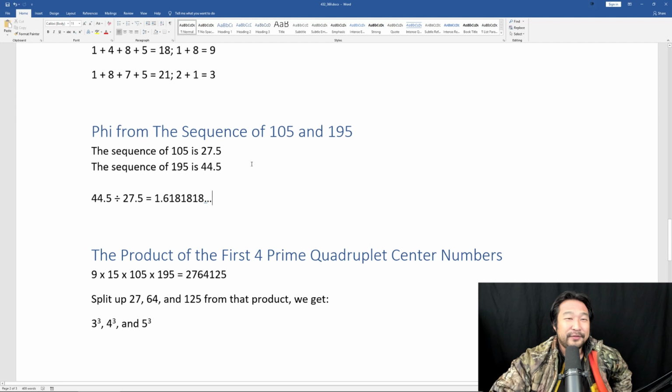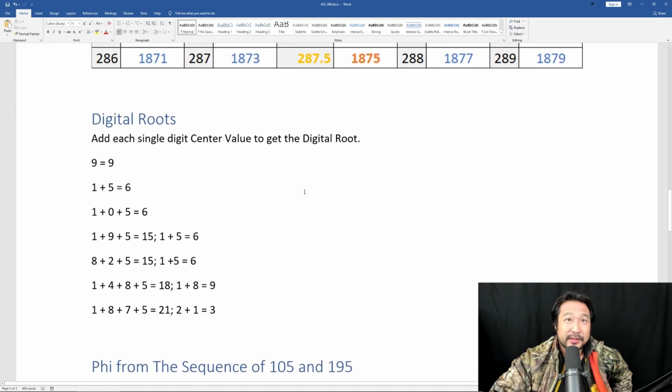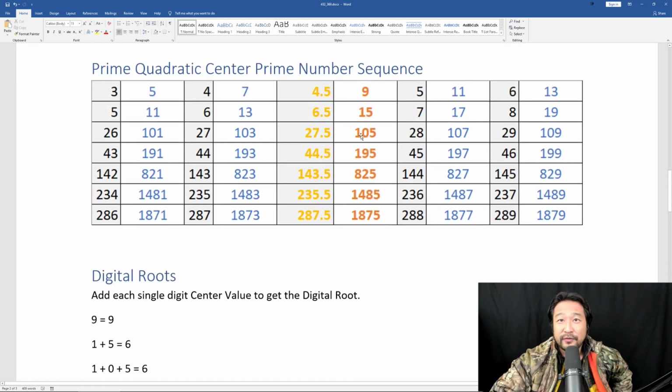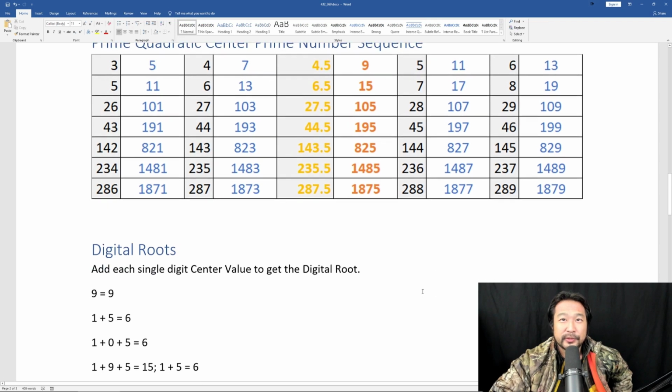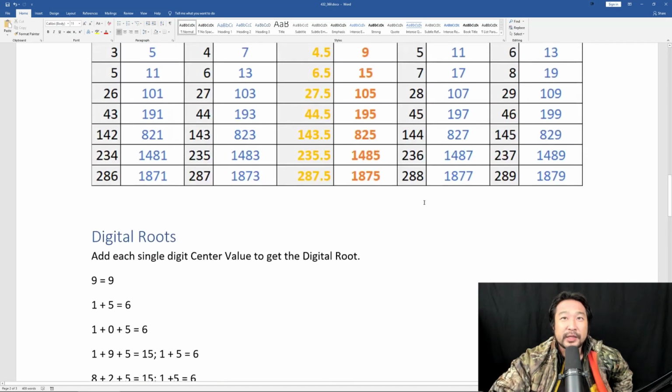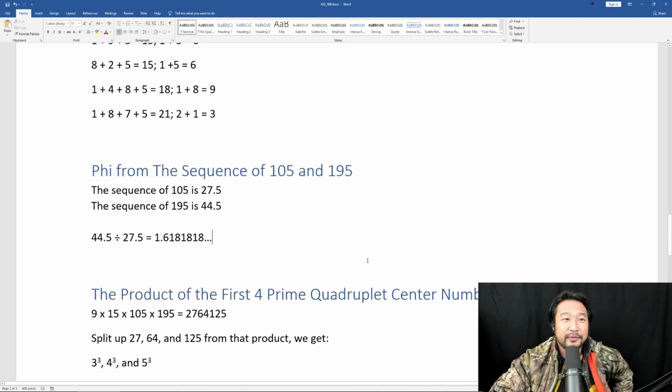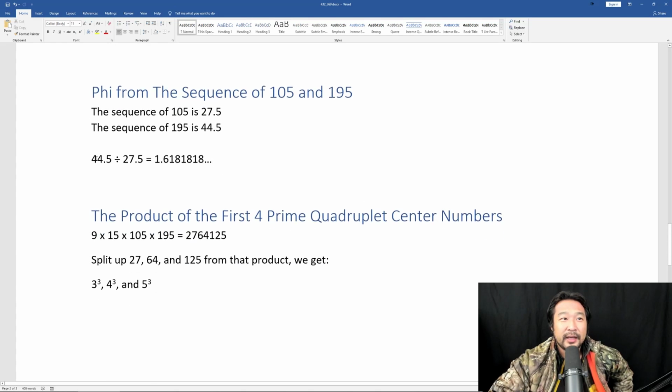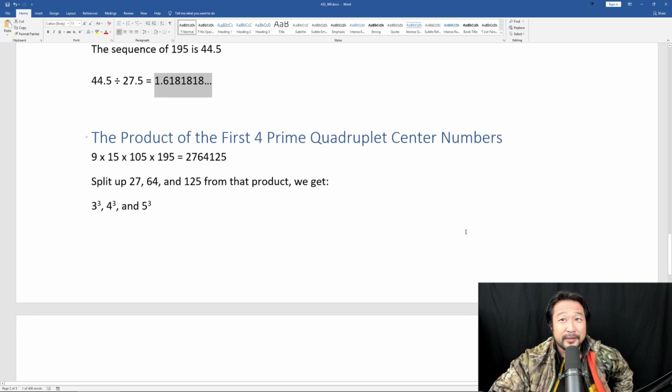But if you get the middle sequence of 195 and 105, and these are going to be kind of important later. We're going to see how that matches in with other things outside in the real world. So we get the sequence. 195, the sequence is 44.5, and 105, the sequence is 27.5. Well, what do we do when we divide 44.5 and 27.5? We get phi. Isn't that pretty cool? All right.